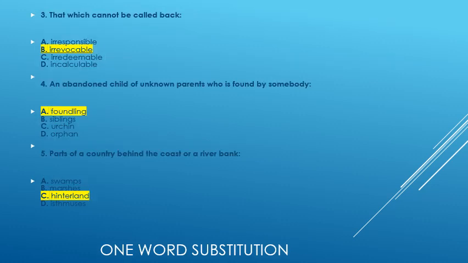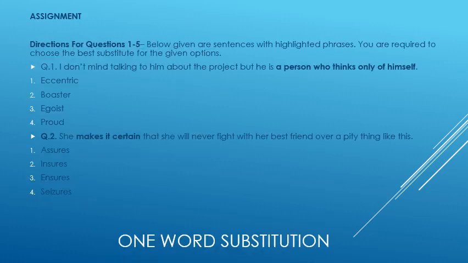That which cannot be called back is irrevocable. An abandoned child of unknown parents who is found by somebody is a foundling. Parts of a country behind the coast or a river bank is a hinterland. Here you have in this assignment, there are 5 questions where directions are given and you will have to choose the right answer.